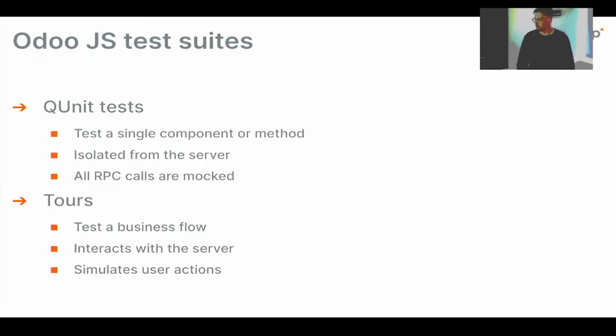So we have two test suites in Odoo that allow us to test JavaScript code. First, the QUnit test suite. This is an external project, by the way. It's used by Odoo, and you can use it to test a single component or a function in JavaScript in isolation. The test will run in isolation from the server as well, and for that reason, all RPC calls have to be mocked.